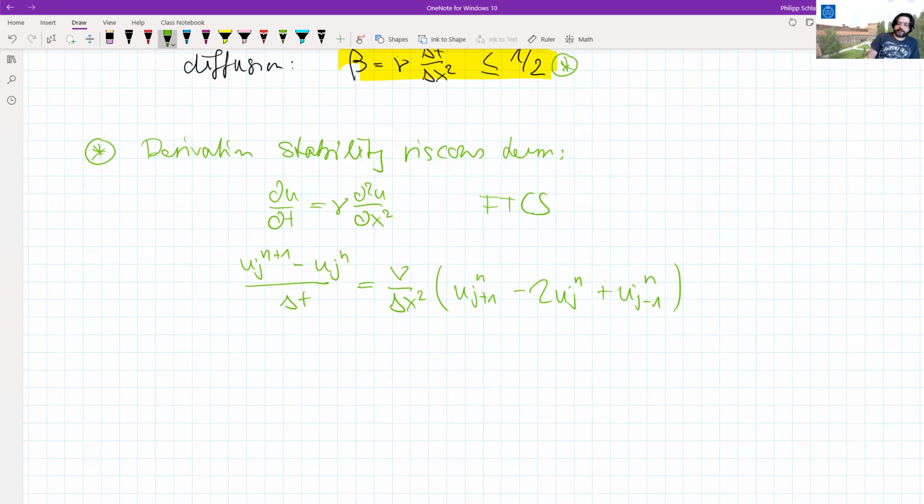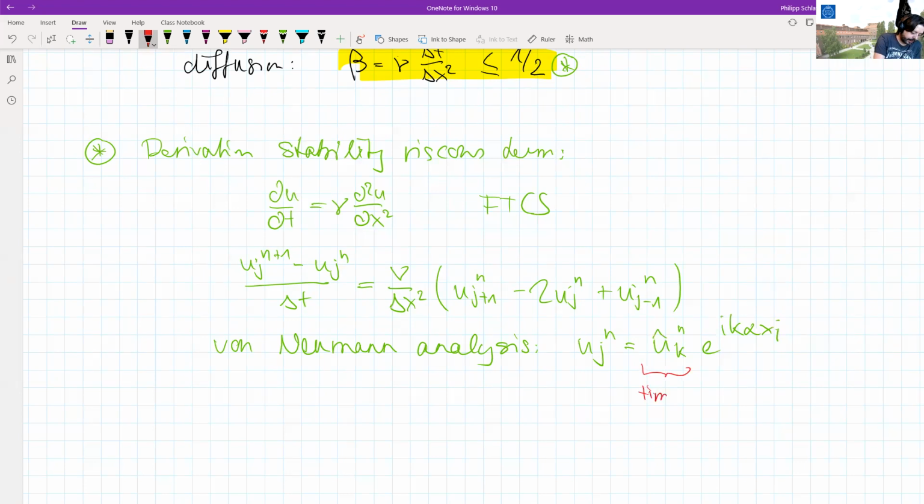Now, if I want to know the stability, I do a von Neumann stability analysis. The idea is that I do Fourier. I say that my u_j^n will be one Fourier mode. That directly implies that this is only valid for linear problems with constant coefficients. Otherwise, I could not just look at one Fourier mode. So we have u_j^n, that is then u hat k at time level n times e to the i k alpha x_j. To make it clear, the first part would be my time dependence.